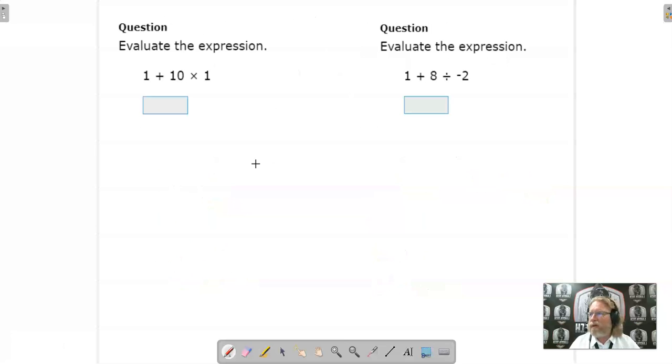So next one here, I have addition and I have multiplication. So we realize we're going to have to do the multiplication first, right? So let's go ahead and do that. The 10 times 1 we have to do before this addition. So I have 1 plus whatever 10 times 1 is. Well, 10 times 1 is 10. So 1 plus 10 is 11. Now let's look and see what answer we would have gotten if we would have done this differently and done the addition first. So 1 plus 10, well, that's 11.